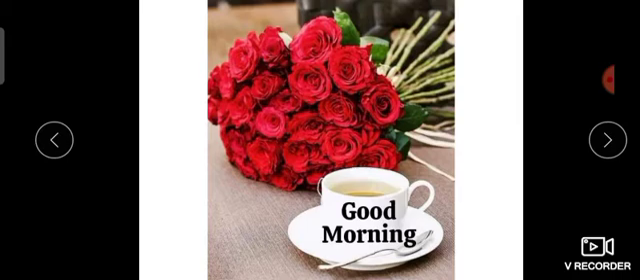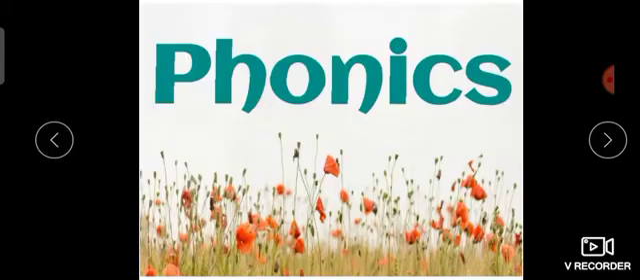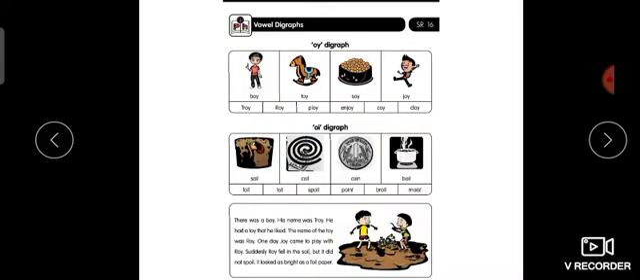Okay? So we are starting the class with our first component, that is the phonics session, isn't it? In the last class we studied how OY makes the sound OI. Children, repeat with me: OY makes the sound OI. And we also saw some words, isn't it?